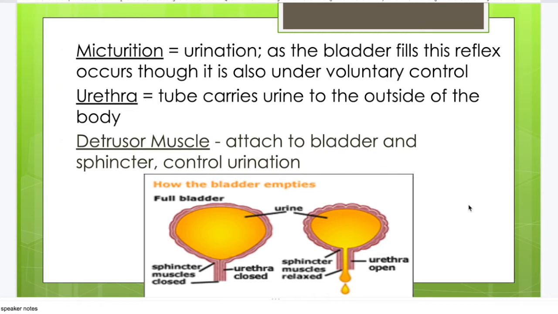And the detrusor muscle, again, that we mentioned before, attaches to the bladder, and the urethral sphincter helps control urination.